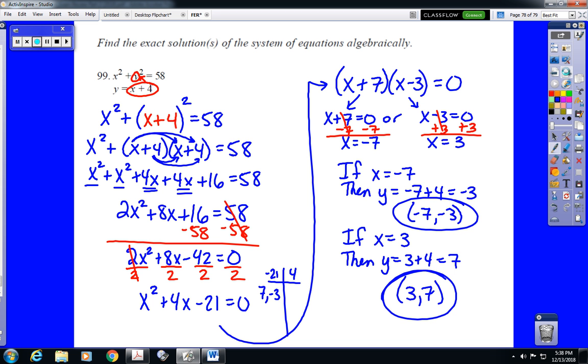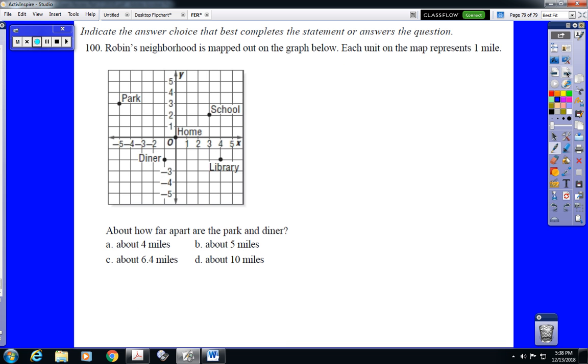Final problem of the packet. We are finally there. It's been a long, crazy journey. Thank God this problem is super easy.